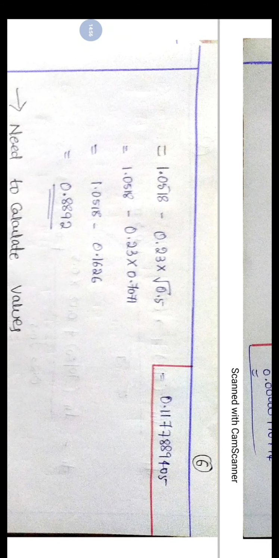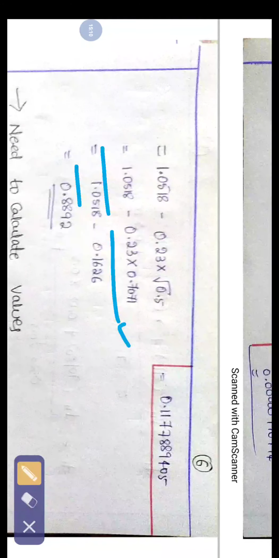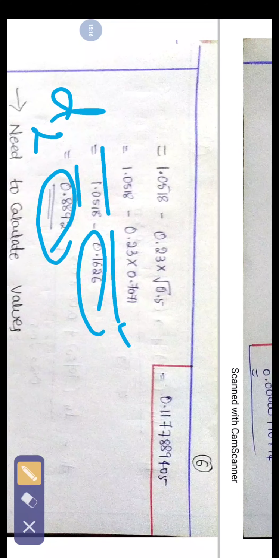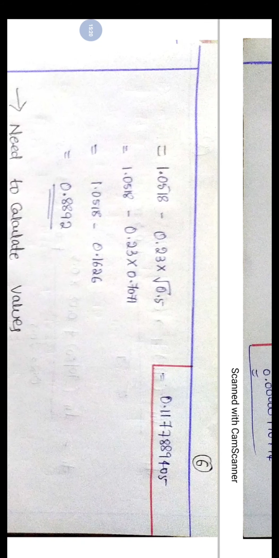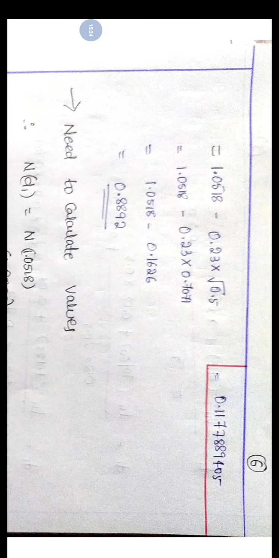So the square root is 0.701. So take 1.0518 as it is. 0.23 into 0.701 is 0.1626. So the final value of d2 will be 0.8892. So till here we have solved d1 and d2.